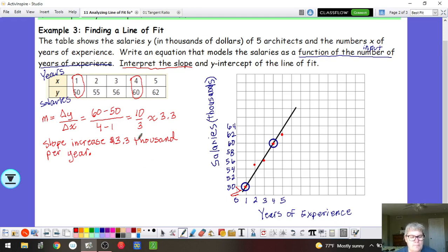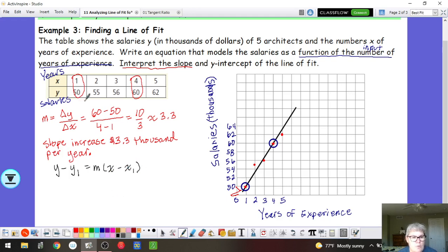Now let's find the equation of our line. All we need to do is pick one of the points. We can't just use y equals mx plus b because I don't know what the y-intercept is for certain. So we're going to use that point-slope form, y minus y1 equals m times x minus x1.